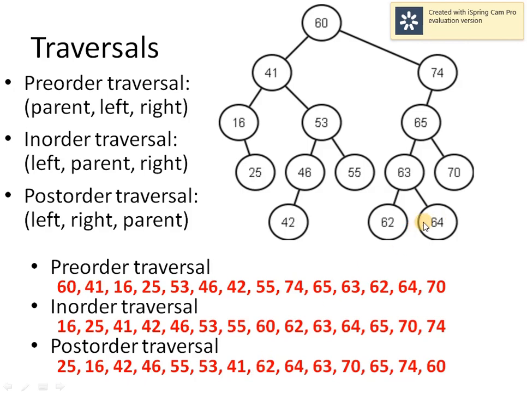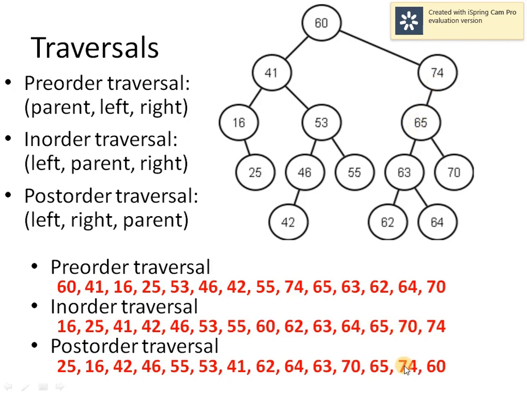Then we have to visit 64 first. So we have visited 64, and then we have visited left as well as right children of 63. So we can now visit 63. So we have visited left of 65 completely. Now we have to visit right. So after 63 we will visit 70, and then we can visit the parent 65. So after 63 we have 70 and then 65. So we have visited left of 74, since right of 74 is null. So after 65 we can visit 74.